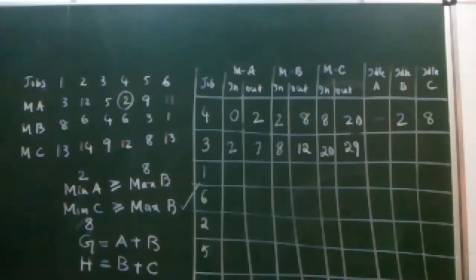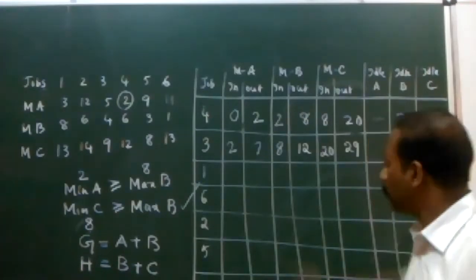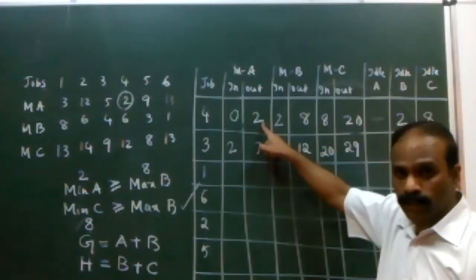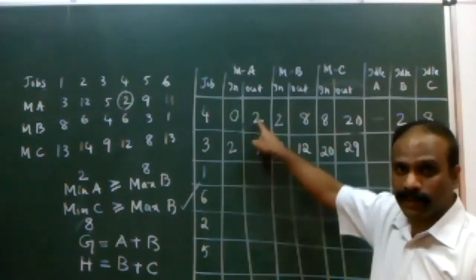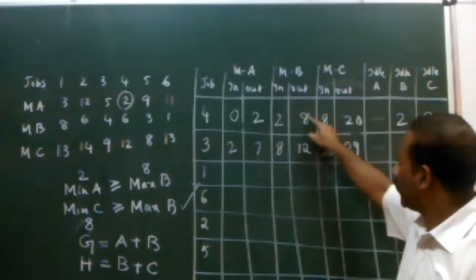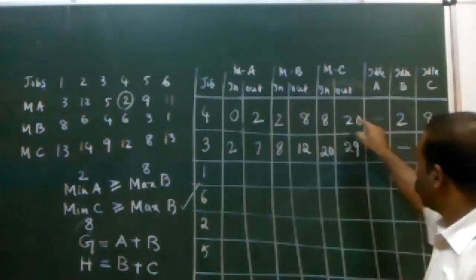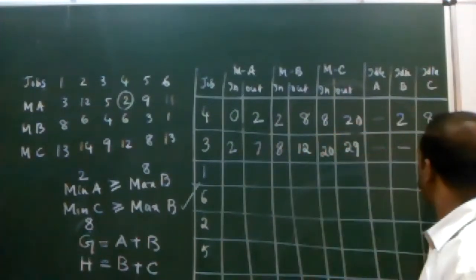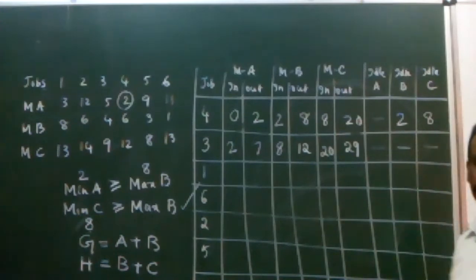I think I told you yesterday the simple procedure to calculate idle time. The previous job out, next job in. The difference is called idle time. So 2 minus 2, 0. 8 minus 8, 0. 20 minus 20, 0. So no idle time for all the 3 machines.